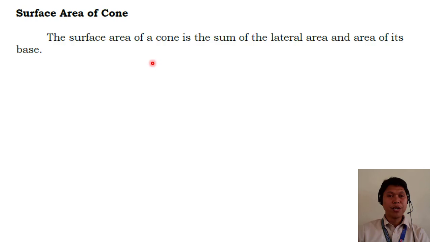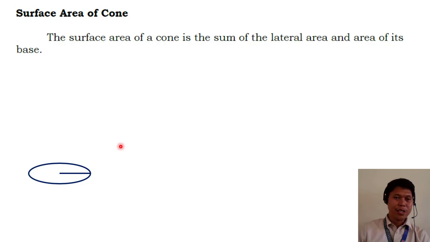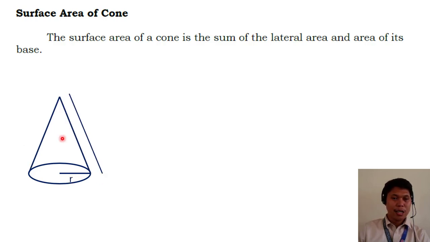Okay, so this time we are going to proceed to the surface area of the cone. The surface area of the cone is the sum of the lateral area and its circular base. So let's derive the formula of the surface area first. So this is the circular base, which has the radius, and this is the lateral surface. The cone should have the slant height. Okay, take note of that.